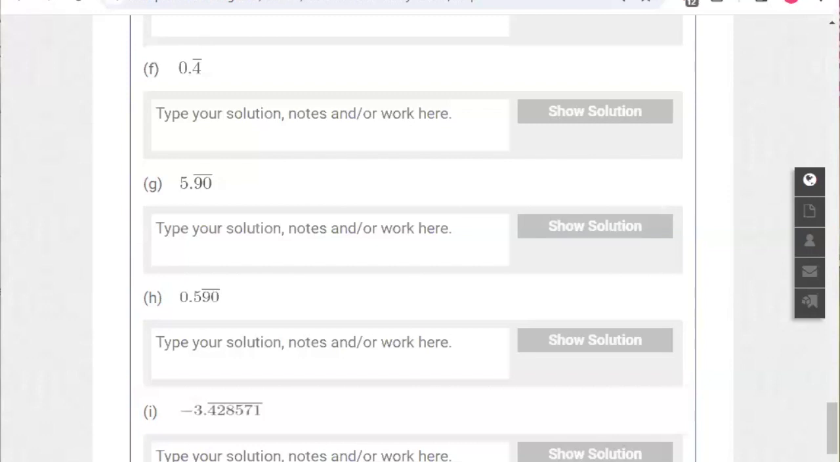So 585. So do these reduce at all? No. What is 5 plus 8 plus 5? 18. What does 18 divide by? 9. So it divides by 9.